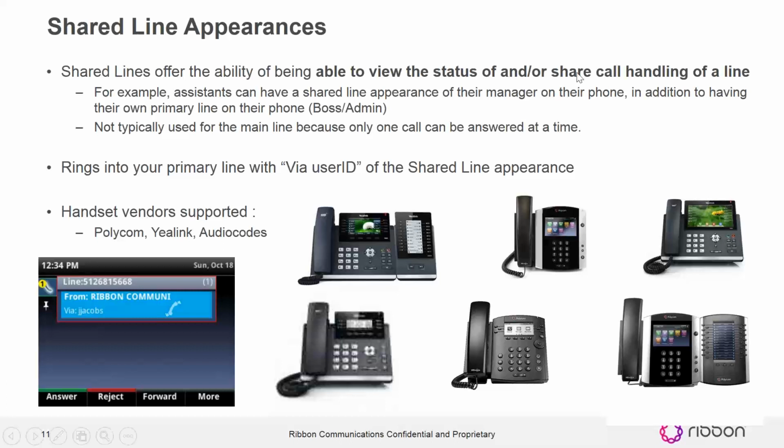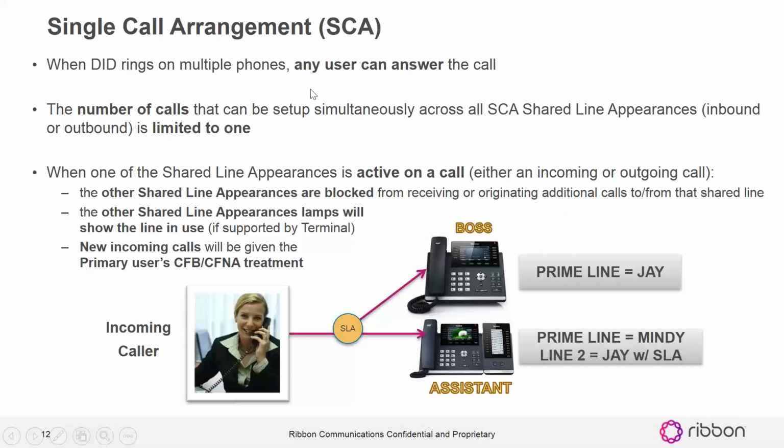And what you would see on, in this case, the Polycom phone is a call from via Jay Jacobs. Okay, so he is the one that I had a shared line appearance for, and this is the admin for him. He's the executive. So you would see that via if you don't have a dedicated shared line appearance for it. All right, so again, it rings on multiple phones, but the number of calls at a time is limited to one. And because this is not multi-call appearance, it's single call appearance.